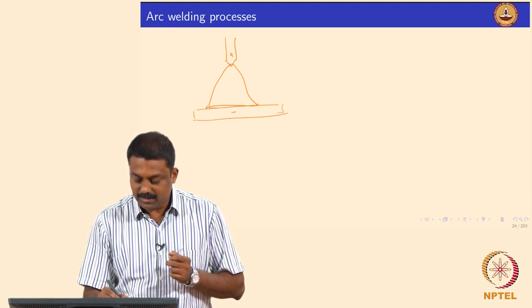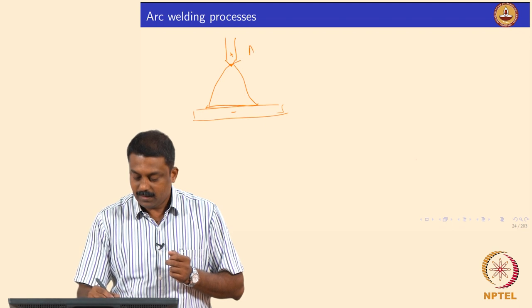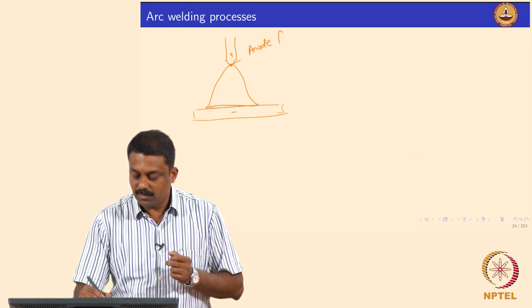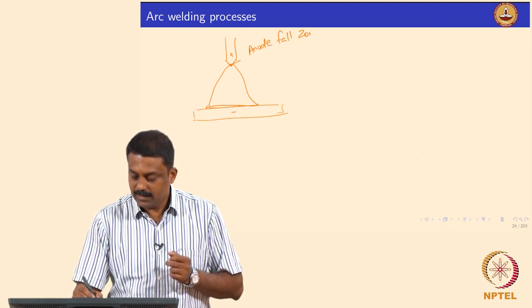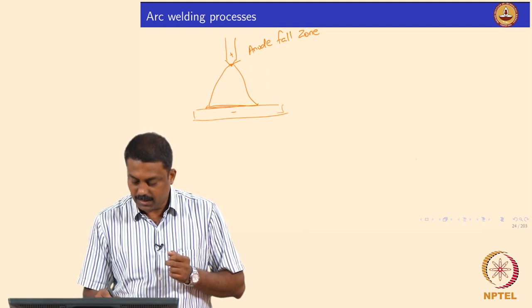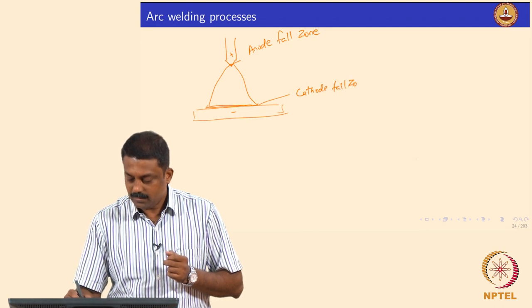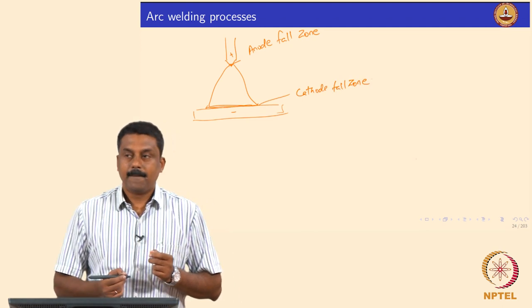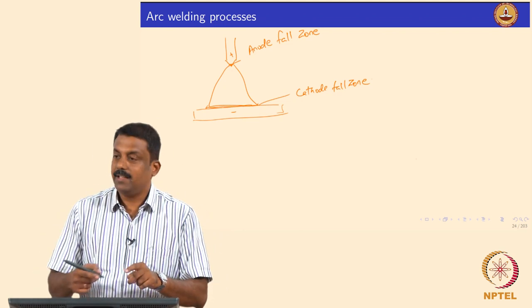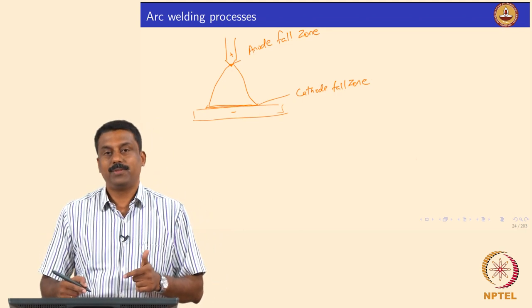So we see just below the anode tip we have the anode fall zone, right? And then just above the cathode region we have the cathode fall zone, right? And we looked at the distinctive characteristics of these zones.